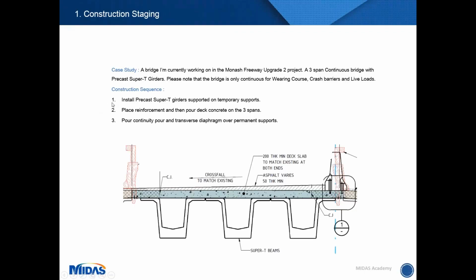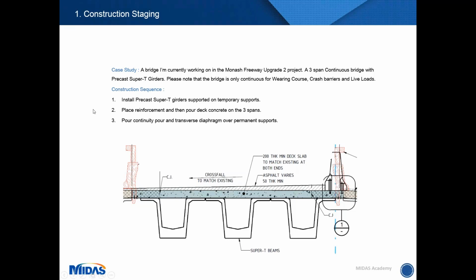I'm going to demonstrate this construction staging with the help of a case study, a bridge that I'm currently working on in the Monastery Upgrade project. This is a 3-span continuous bridge with precast Super-T girders, which are simply supported while erecting, and then become continuous after the deck pour and after the continuity pour is hardened.